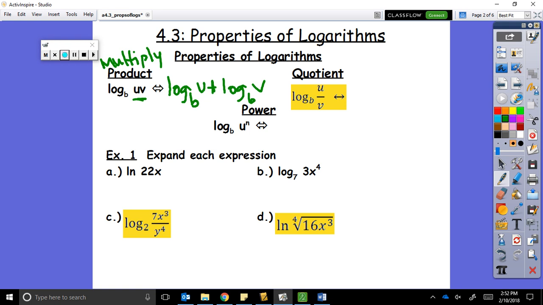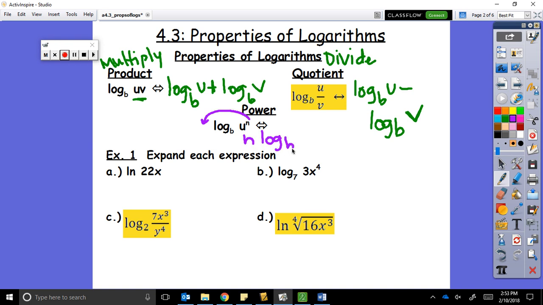Okay? So you can kind of guess. Quotient means divide. So what am I going to change a log division into? Well, if multiply is plus, then log base b of u divided by v is log base b of u minus log base b of v. Okay, so quotient divide turns into a minus. Okay, and then a power, this one turns into a multiply problem. And here's what's going to happen with that power. We are going to pull that power out to the front, and it looks like this: n log base b of u.